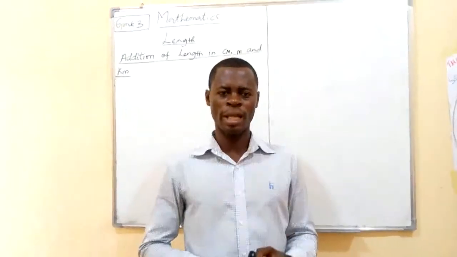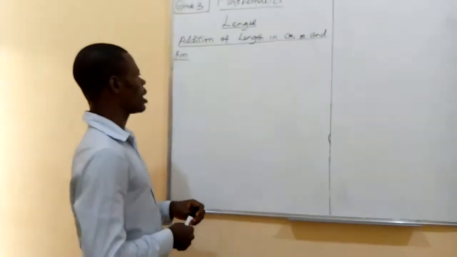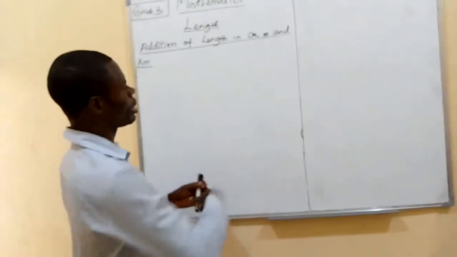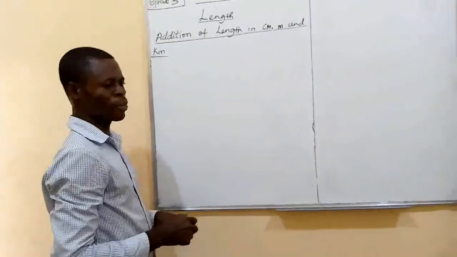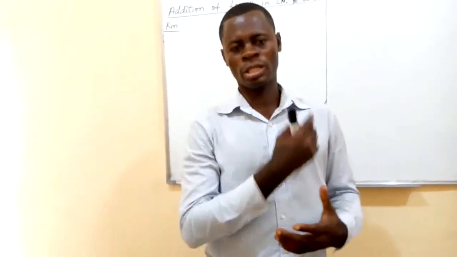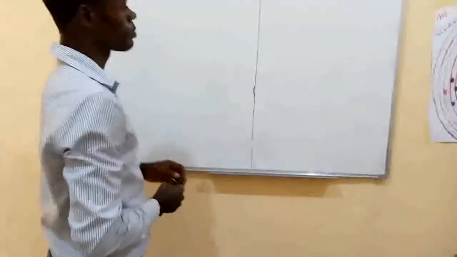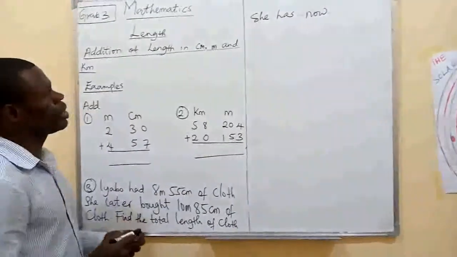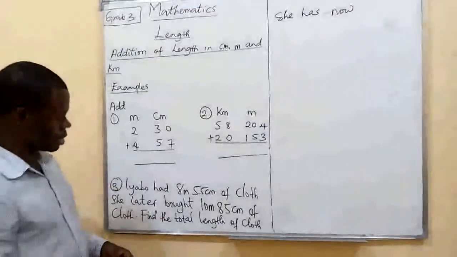Today we'll be looking at addition of length in centimeters (cm), meters (m), and kilometers (km). So we're going to be dealing with addition of length in the units you've seen above there. Now we're going to start with a few examples here on addition of length in centimeters, meters, and kilometers.